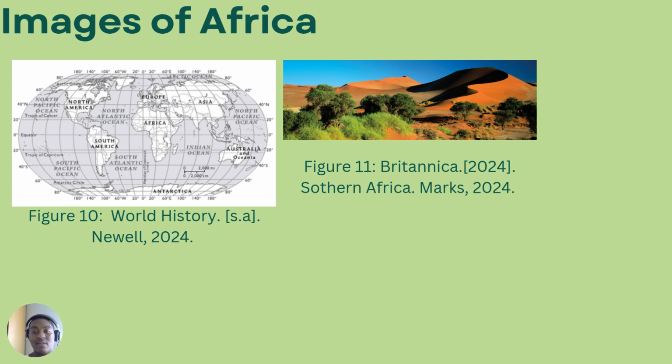Then in figure 11, we have the landscape of Africa. Africa is mostly slopey. Some places are slopey and some places are just straight. The diagram I've shown you here is a slopey part with a little bit of a mountain. And as you all know, this is our most famous desert, the Sahara Desert.